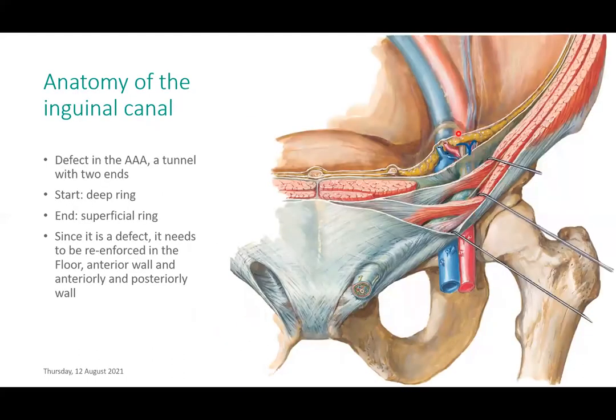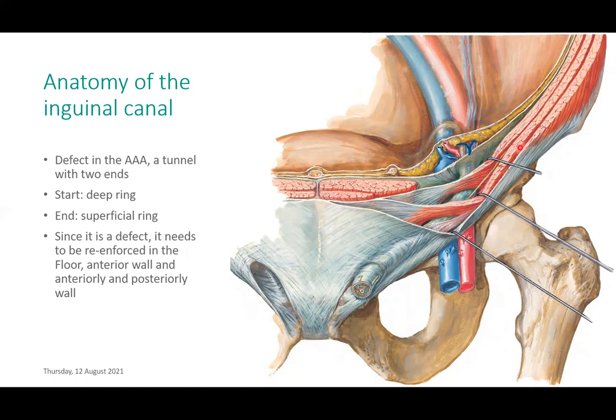Like here, as you can see from this picture. So this is the canal, as you can see. Anteriorly, fibers from the external oblique aponeurosis, okay? Posteriorly, this is the posterior part of the canal, okay? This is the reinforcement by the internal oblique muscle and the transversus abdominis muscle, which converge together to form the conjoint tendon. This is the conjoint tendon. It's two layers, by the way. Conjoint tendon.